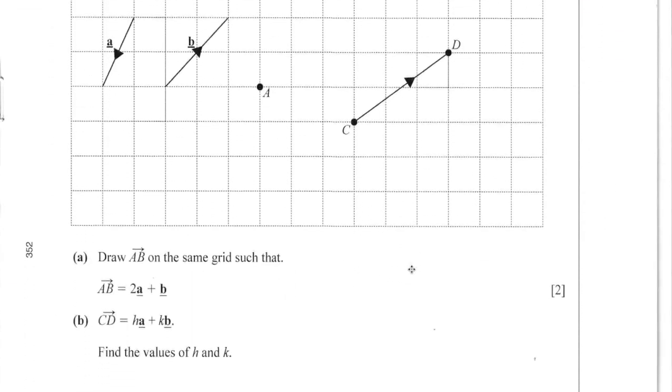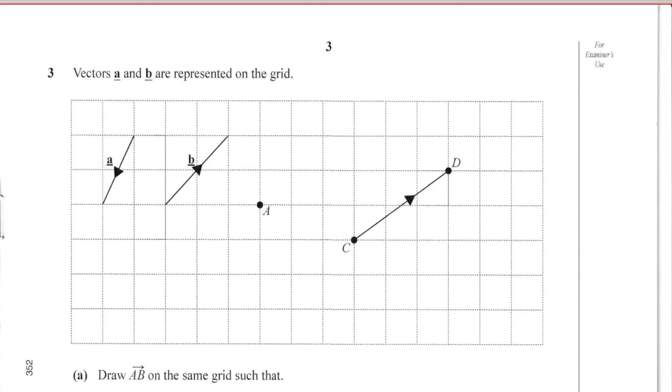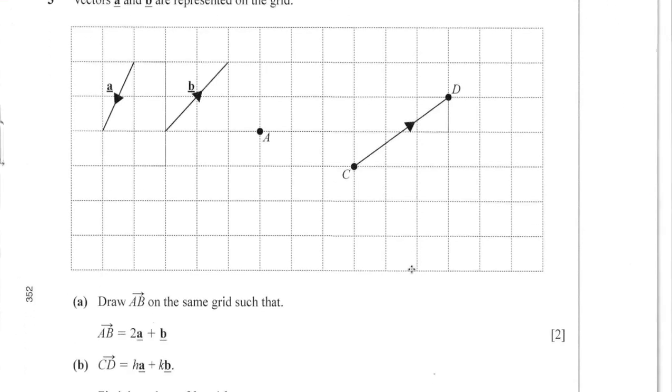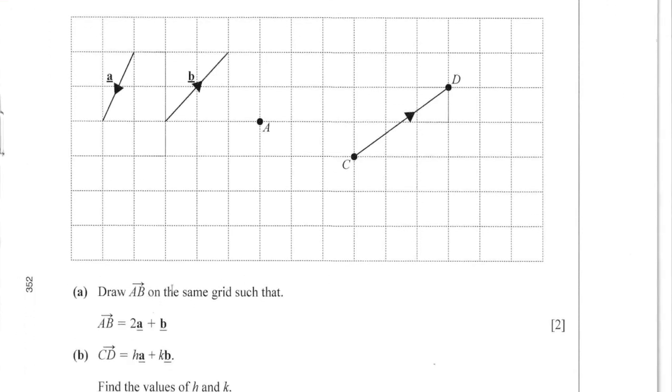Next question now. We're dealing with vectors here. On the grid, you are required to draw vector AB, and then you are given what is AB. First things first, you need to understand what is vector A. The starting point, that's always key. The starting point is here.